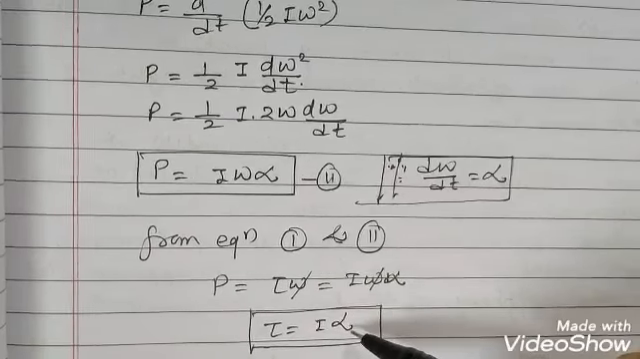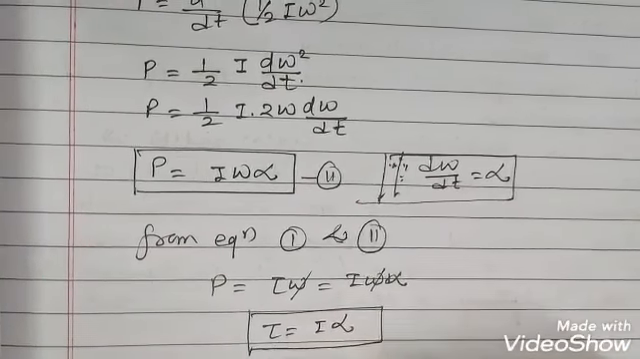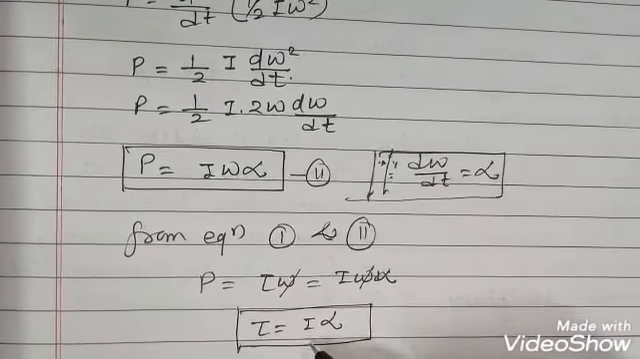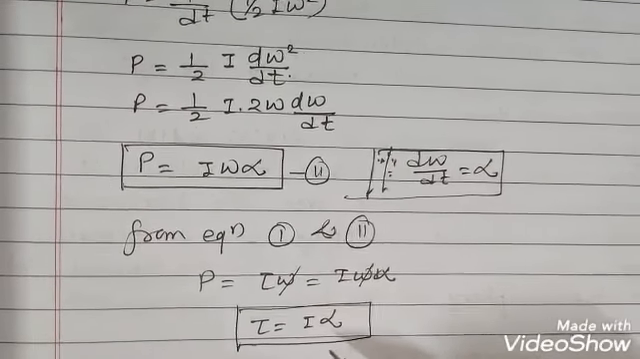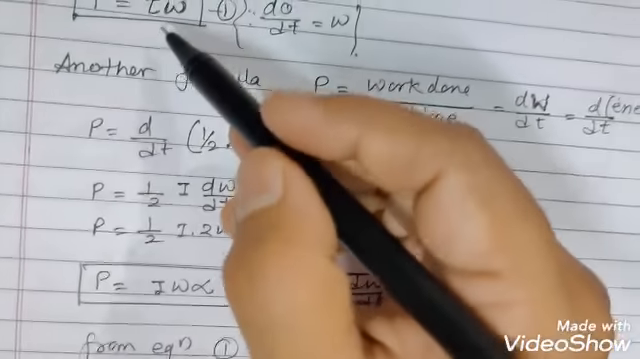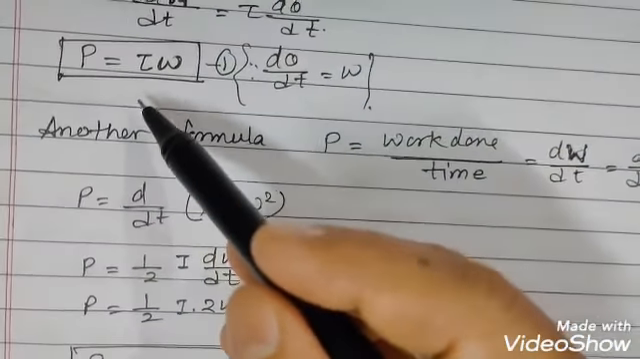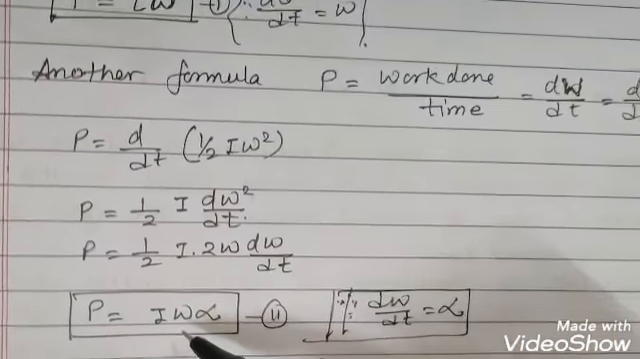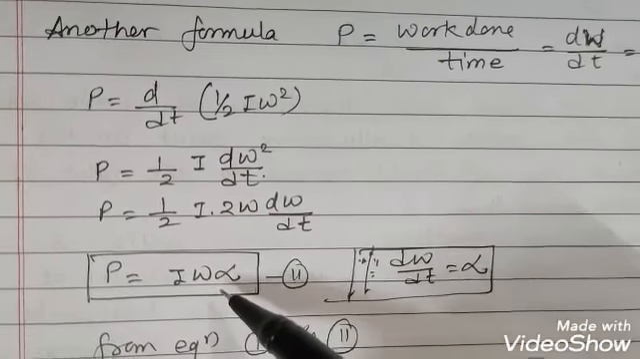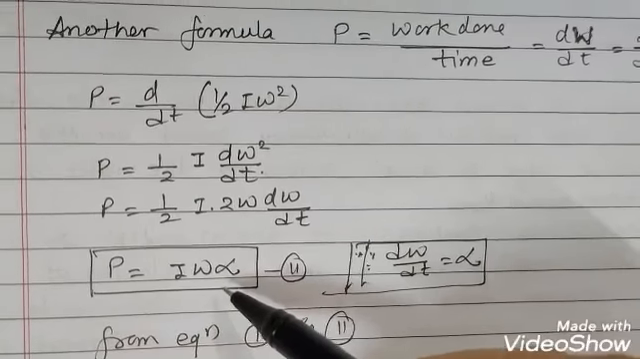and this formula we have already derived, the relation between the moment of inertia and the torque. So the relation between torque and moment of inertia is given by I alpha, and here we have seen the two formulas of the power. Power is equal to tau omega. In terms of moment of inertia, we can write power is equal to I omega alpha.